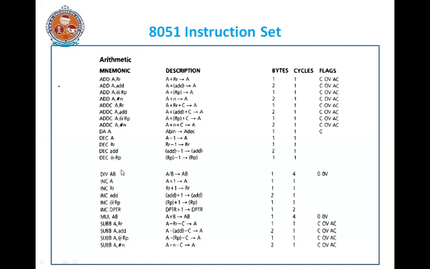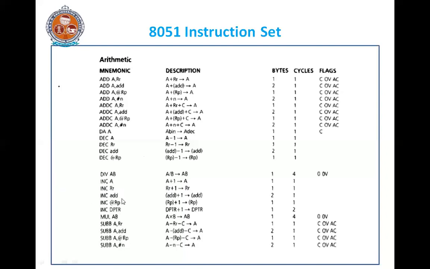And the next one is increment and decrement. For increment, INC is used. So INC A means the accumulator register is incremented by 1. That means it is added with plus 1, and the result is stored in A. And next, if you say INC R1, the R1 is incremented by 1, and the result is stored in R1.